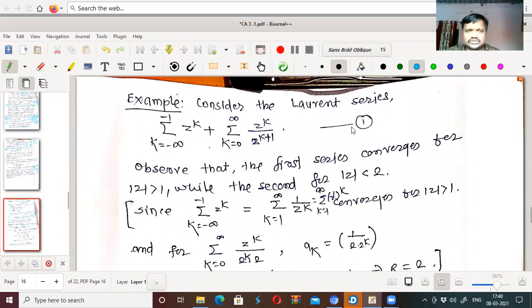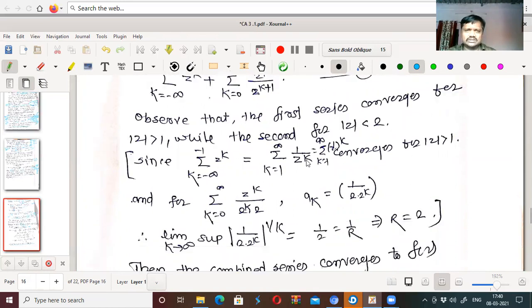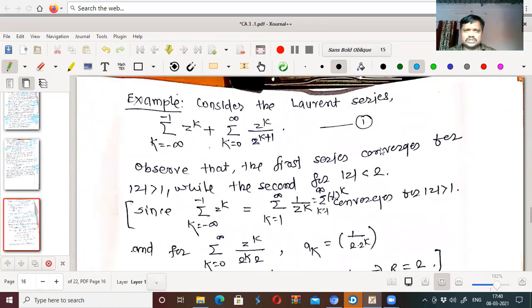Similarly, this example is also there. If we consider the Laurent series expansion, we'll get this term, sum from minus infinity to minus 1 of z raised to k, plus this one is 1. The first series converges for mod z greater than 1, while the second for mod z less than 2. So this is also an example where we can find the pole.